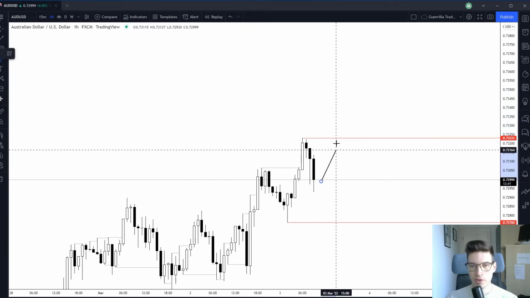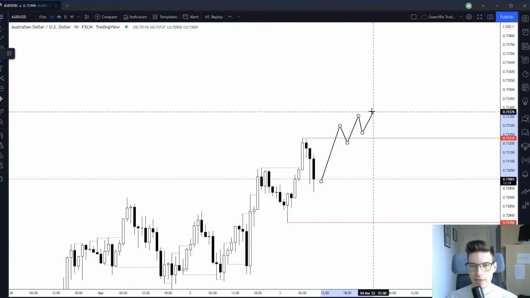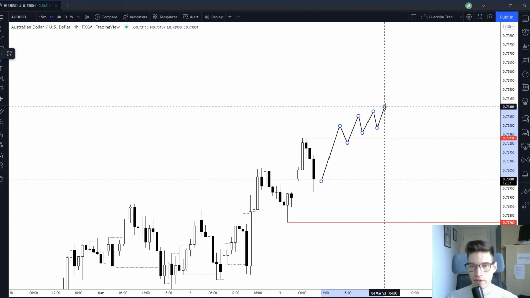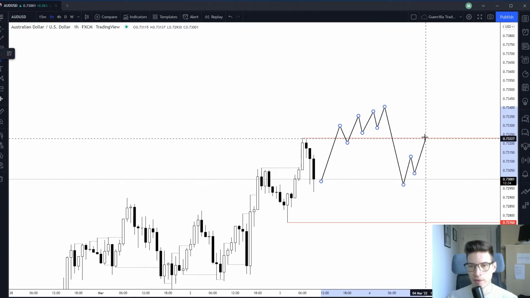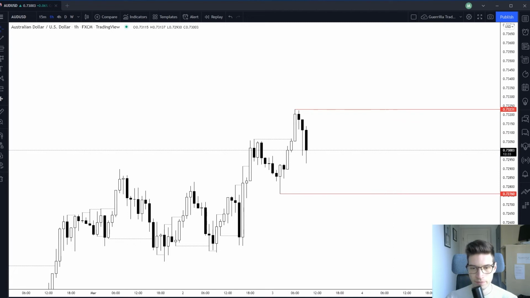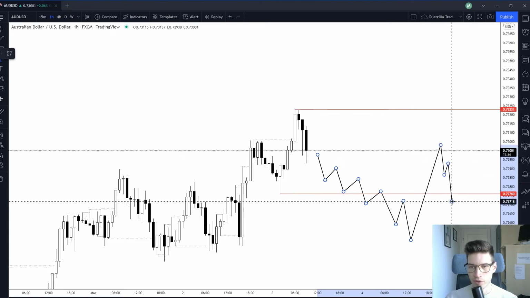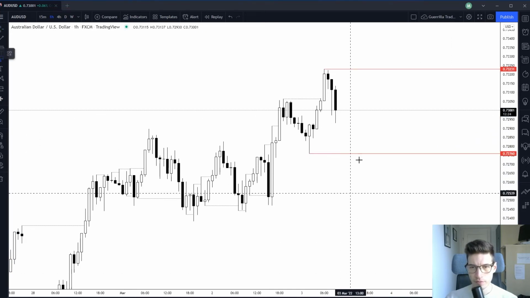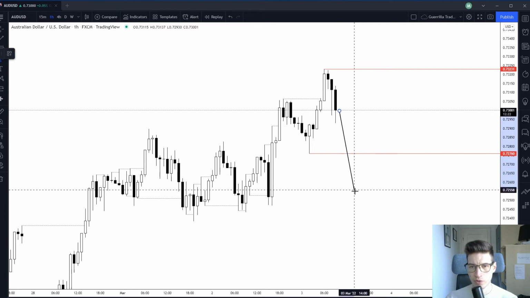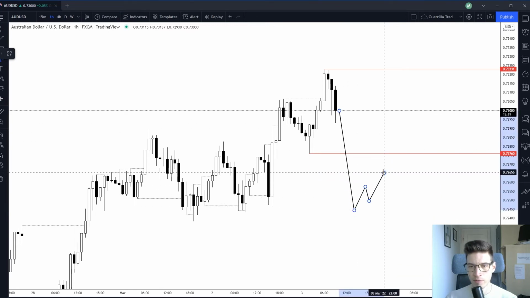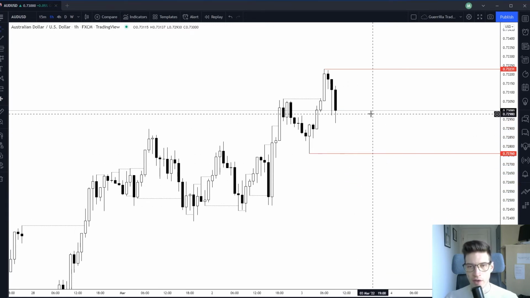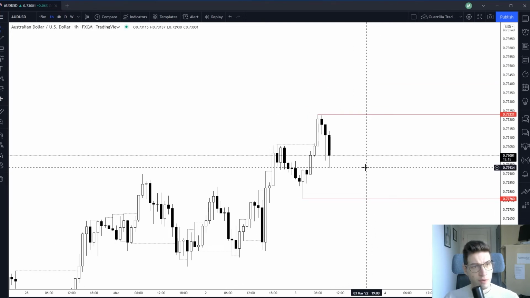Or we can also start to ascend, something like this, then reverse to the downside, and then I would look for a short trade. Or we can get a descending structure, reverse up, and then look for a long trade. Or maybe we will just shoot to the downside, and then I would look for a short trade also. So that is it for AU.